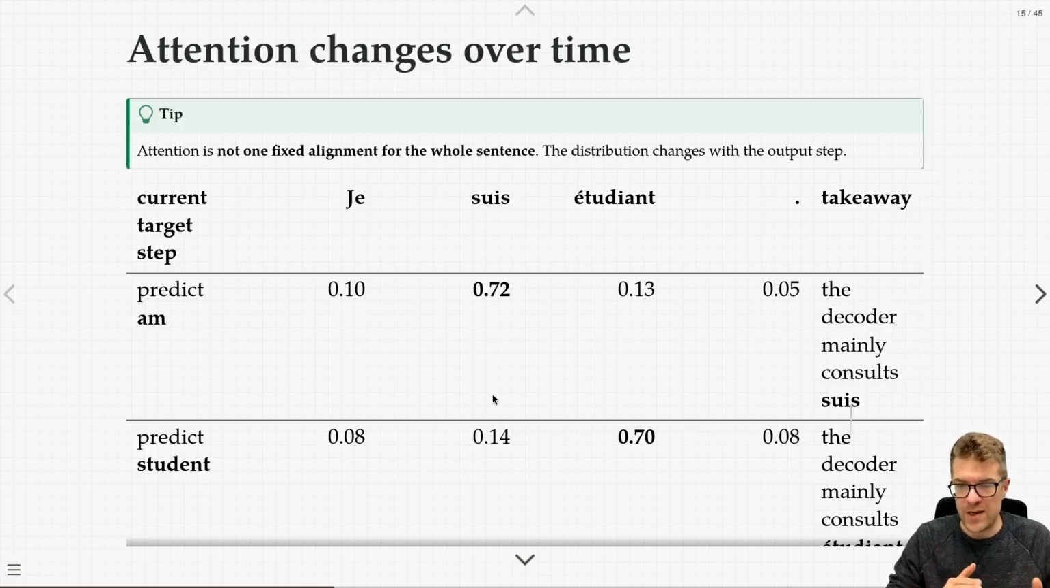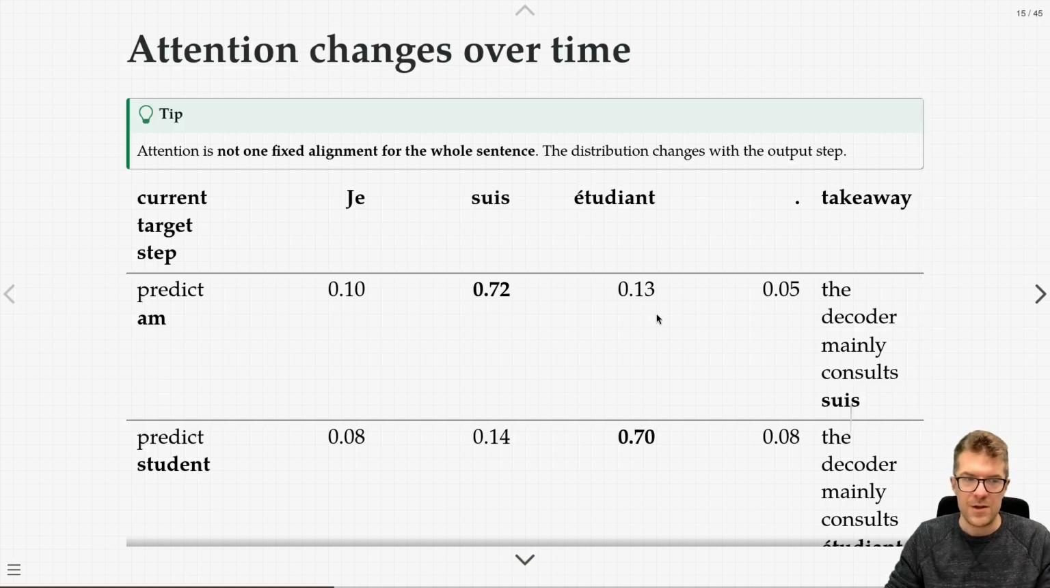So just to hammer that home, in case it wasn't clear in the previous slide, for every word I'm producing in the decoder, I'm going to pay attention to different words in the input sequence. Attention isn't one fixed alignment for the whole sentence. Every time I'm producing a new word in my decoding step, I'm going to pay attention to different things in the input. So for example, when I'm about to produce the word am in my decoder, I'll have a particular set of attentions. I might pay attention to je, 10%, suis with 72%, étudiant with 13%, and so on.